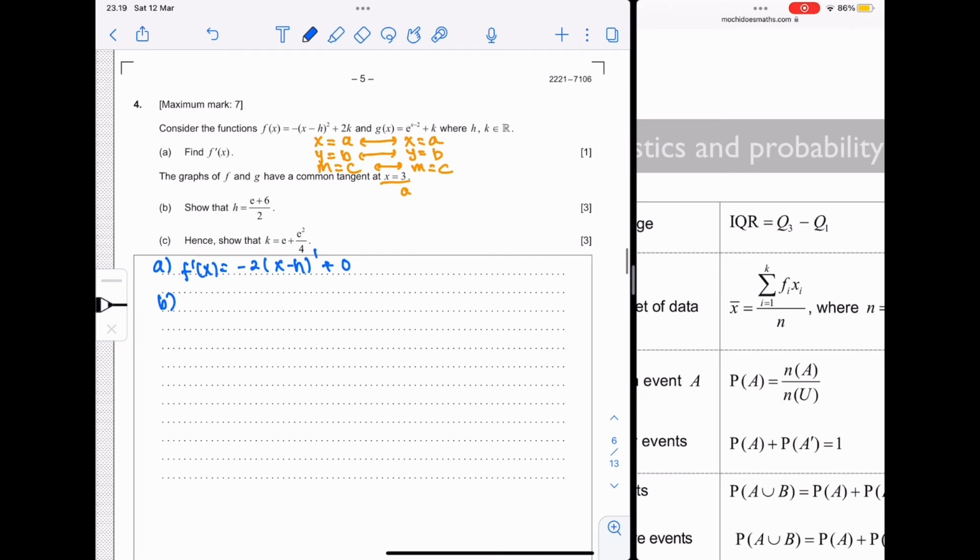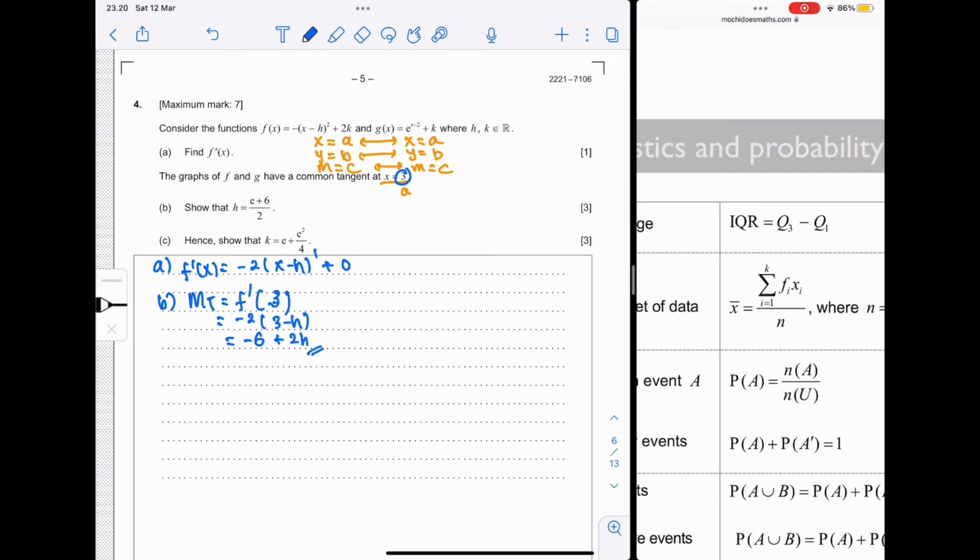So, where do we start? Okay, show that h is equal to the given value. Let's start from the gradient. Gradient of tangent, how do we find it? Gradient of tangent will equal the derivative of the function when you replace the value of x. In this case, x is 3. So replace it with 3. And it will be negative 2 times (3 minus h) minus 6 plus 2h. And we're stuck.